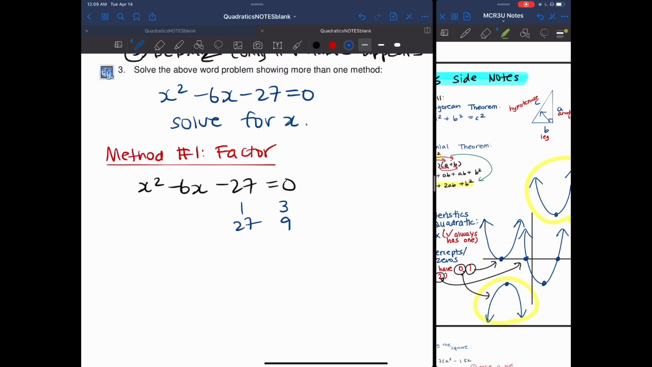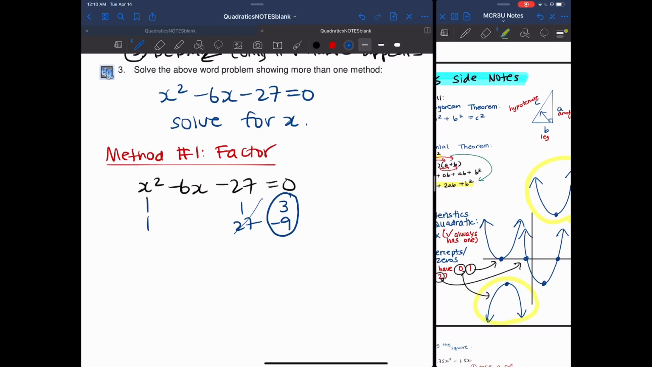So that means I need to have a single negative on one of the numbers, either on the 1 or the 27, or on the 3 or the 9, to make it equal to -27. Meanwhile, the numbers have to add up to -6. Right away I can see that's not ever going to add to -6. But I look at the 3 and the 9, and if I subtract somehow, I can get 6. So that means the 9 will have to be the negative one, because 3 minus 9 is -6.